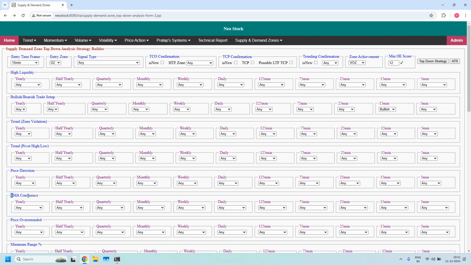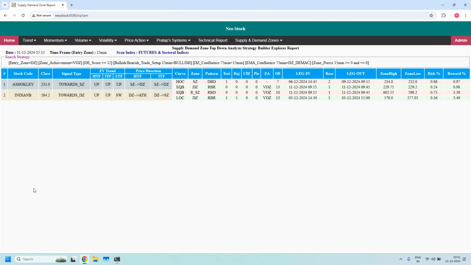Let us verify. In the EMA confluence, 75 minutes time frame, because 15 minutes demand zone is part of the 75 minutes demand zone. That's why we are setting the filter 75 minutes demand zone having daily EMA confluence. So with this filter, we got 2 stocks. So these 2 demand zones are even more high probability trade setup supported zones. Out of 15, we got only 2 stocks.